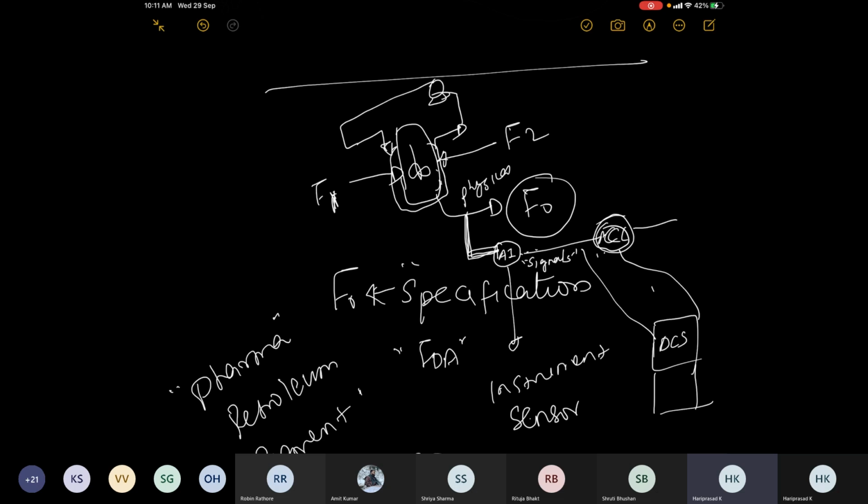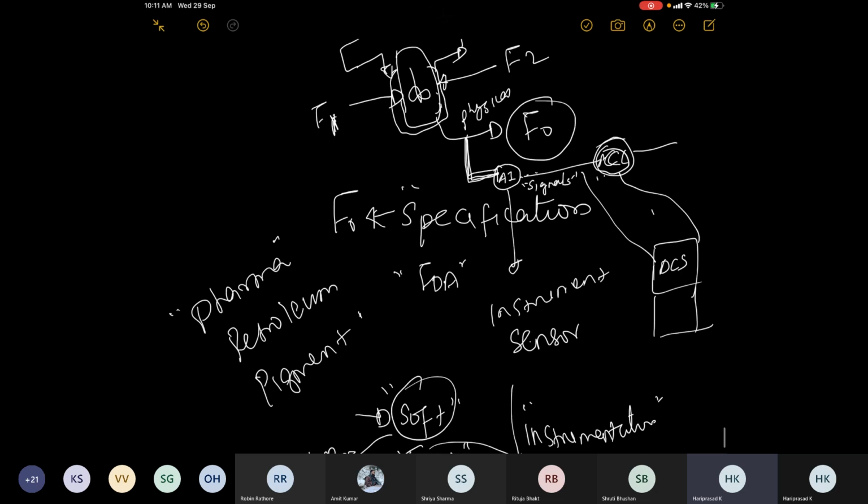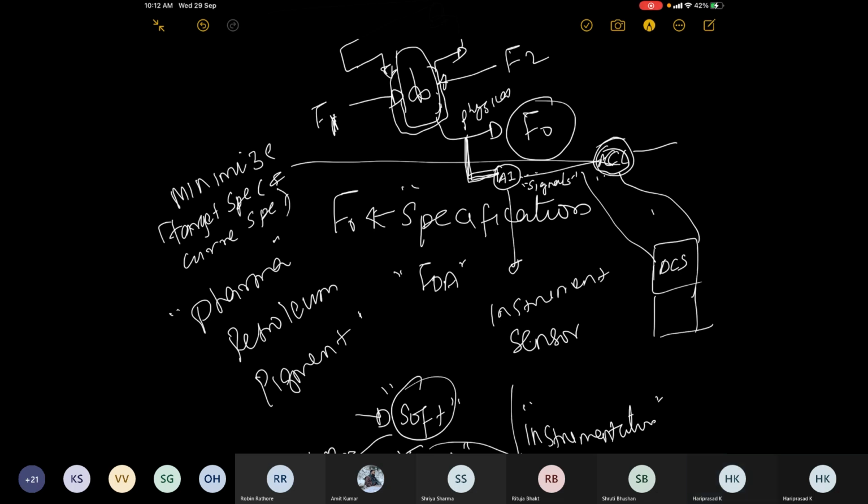So the main aim of the controller is to minimize the difference between the target spec, which you know is what you need to sell outside, and the current spec, which is measured by the sensor. So you minimize this, whatever way of minimization we can think of. It could be simple minimization, a square, or something else, just an error, whatever.